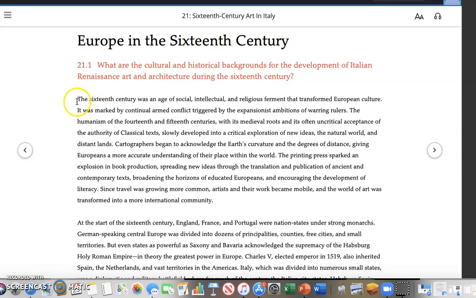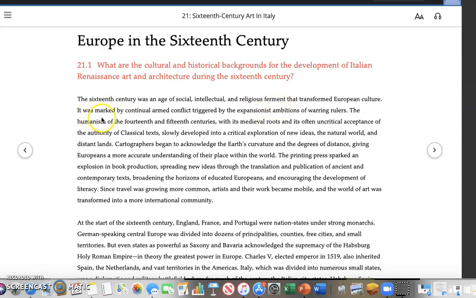And that complication is really built into what they explain as the character of this time period. The 16th century was an age of social, intellectual, and religious ferment that transformed European culture. I love that they chose the word ferment, right? This word that is based on the organic process of yeast bubbling and expanding and transforming so that you get the dough into the bread. And really the sense of a lot of activity happening.